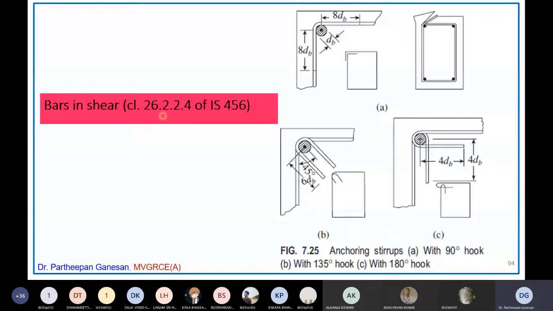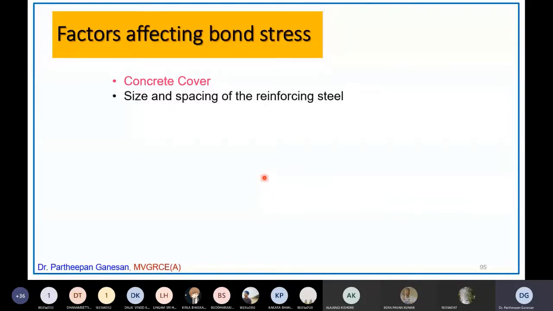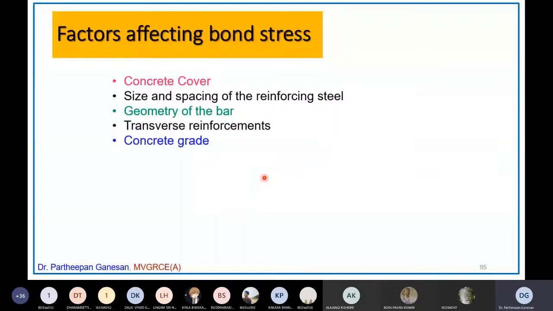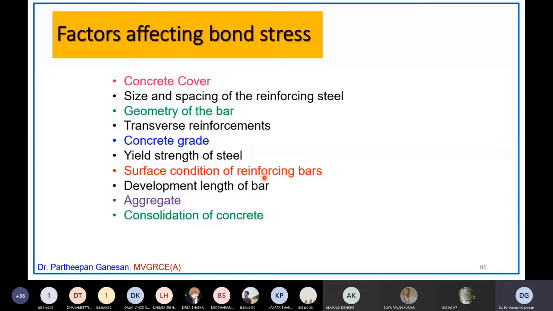That is again given in 26.2.4. Everything is there in your book, in your code book. You don't have to memorize anything, but sometimes it is written in terms of words, so you have to carefully see what is given. Now these are the various factors affecting bond stress: concrete cover, size and spacing of the reinforcement steel, geometry of the bar, transverse reinforcement, concrete grade, yield strength, surface condition of reinforcing bars, development length of bars, aggregate, and how much compaction or consolidation of concrete you are doing.